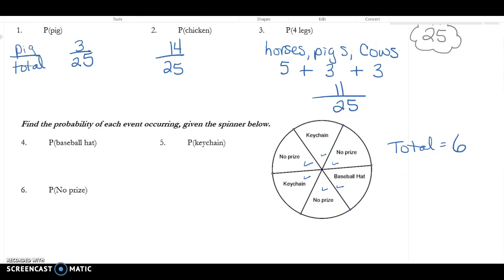All right, so for number 4, you should have said baseball hat. Well, there's only one baseball hat out of all of the options, so it's 1 out of 6.